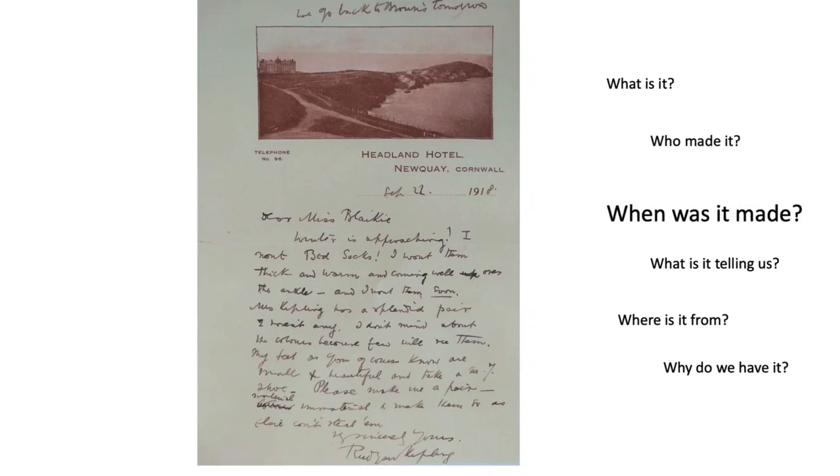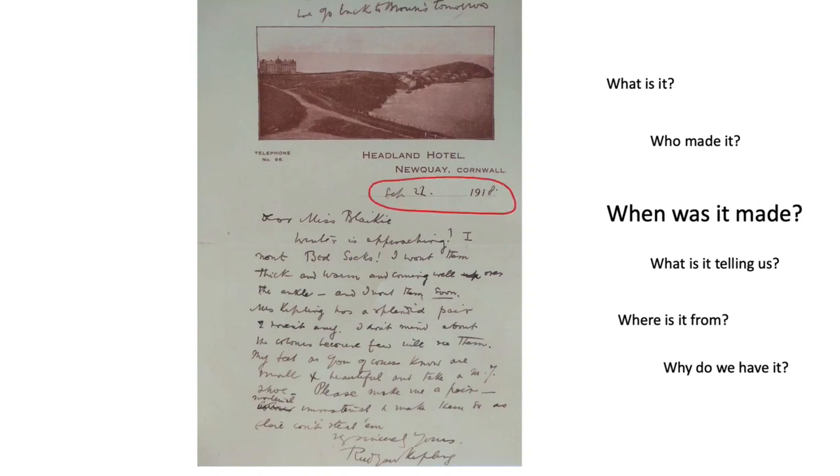The next question we ask, when was it made? Again, letters are great for this. So, well done, Rudyard Kipling, you've put the date on your letter. So let's have a look at that. Now, it's handwritten, so it can be a bit tricky. On first view, it looks a bit like Feb 22nd, 1918.